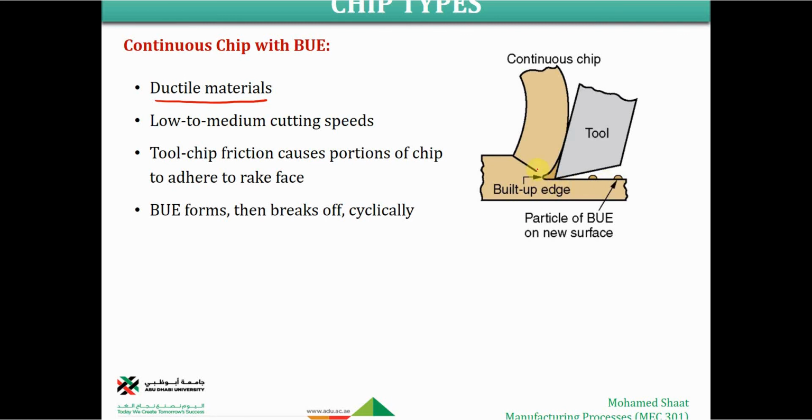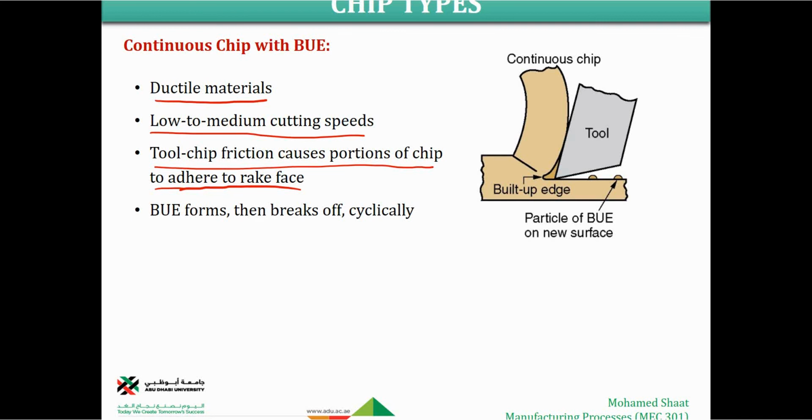And these edges are not recommended. We have to avoid them, right? This basically happens, as I mentioned, when the tool is cutting a very ductile material, and it happens when we are using low and medium cutting speeds, and the tool friction is very high, so part of the chip will be melted and adhered, sticking to the top rake face of the tool.